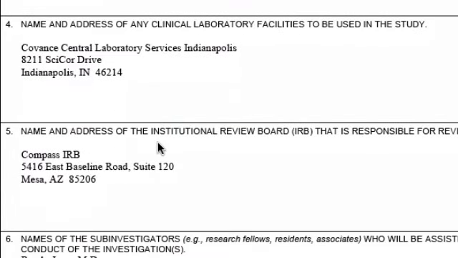Box 5 is for the Institutional Review Board, the IRB. Almost always our sites use central IRBs, but there are occasions when local IRBs are needed. For example, if we're doing a research study in a hospital, majority of the time hospitals have their own IRBs and we have to submit to them to get approval. As you can see on this one, this is Compass IRB, which is a central IRB.